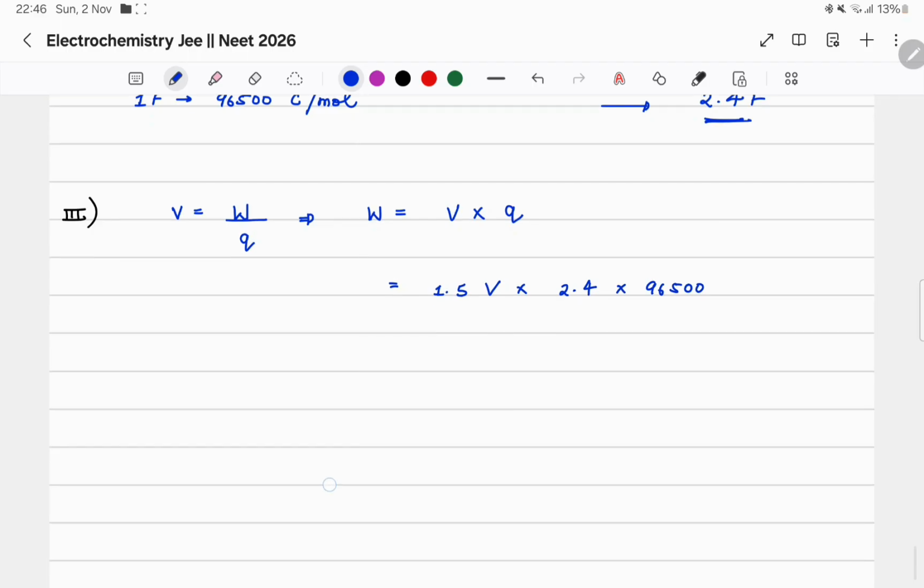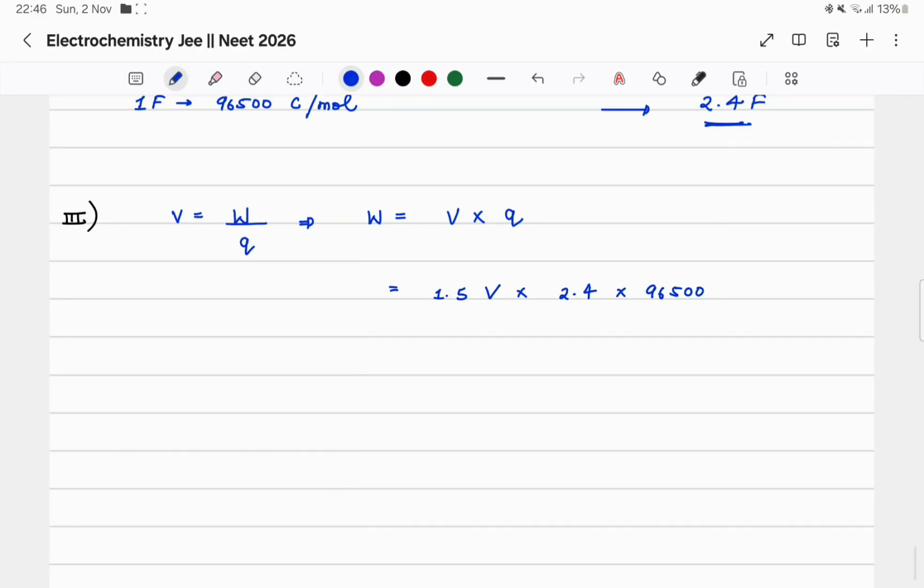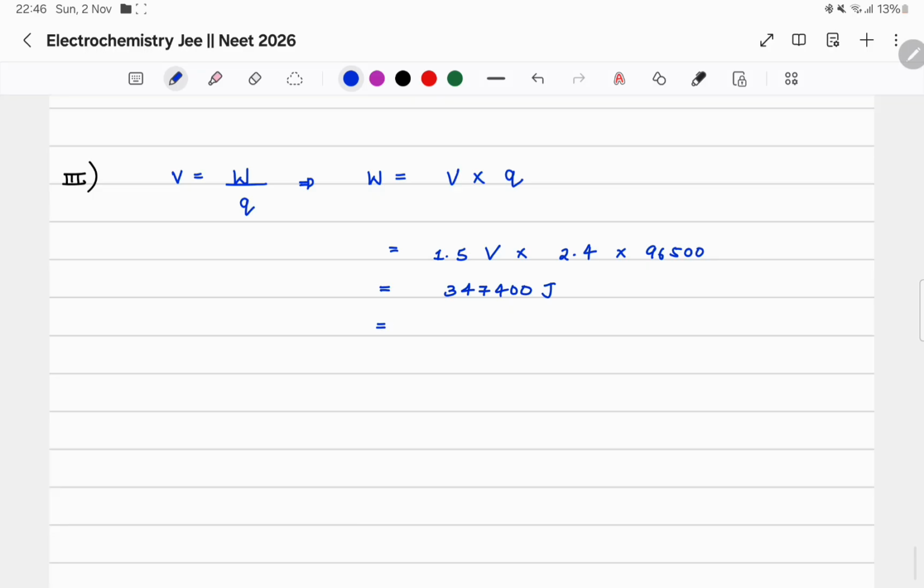Now this part is calculation. After calculation it will come approximately 347400. The calculation part you can do. It will come in joule, and if you have to convert to kilojoule you have to divide by 1000. So it will come to 347.4 kilojoule. That is your answer.